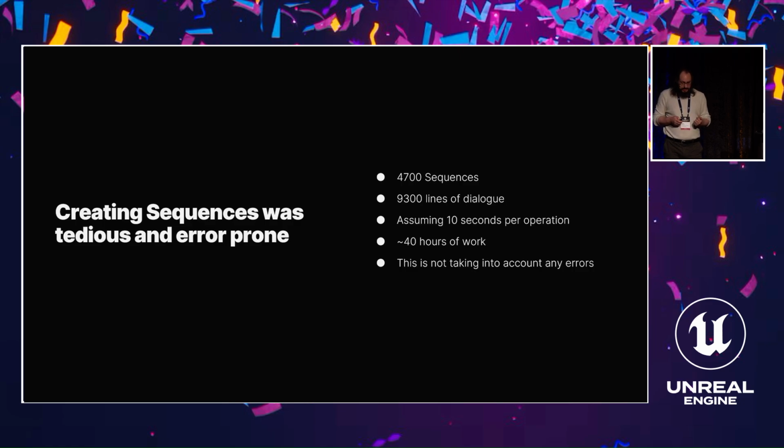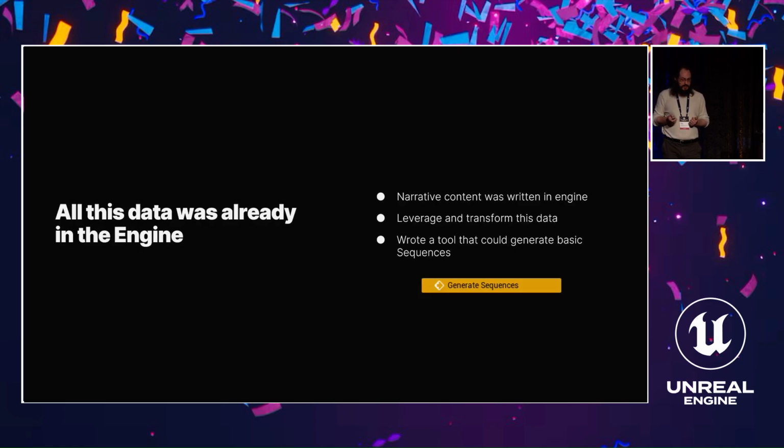So we didn't. What we did instead was we leveraged all of the data that we had that was already in the engine. We wrote all our narrative inside custom tools that we built, so it was all there, all ready for us to grab and to use it how we see fit. So we wrote a little tool that would go through all of our narrative content, create any necessary sequences, and fill them with the relevant dialogue. And that just saved us a whole bunch of time and effort.